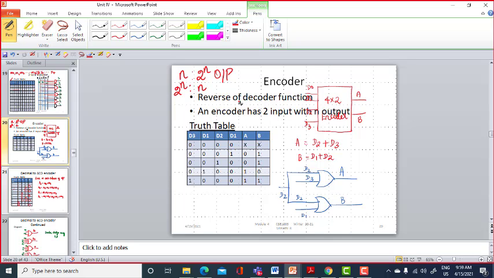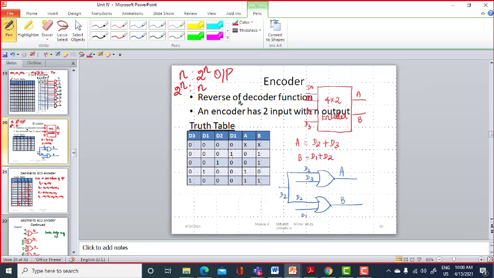Okay, you have n output lines. So, we have 4 cross 2, meaning 4 input lines and 2 output lines, the reverse of your decoder. So, 0 0 0 0 and 0 0 0 1, and if all are 0, A and B is 0. Okay. So, 0 0 0 1.